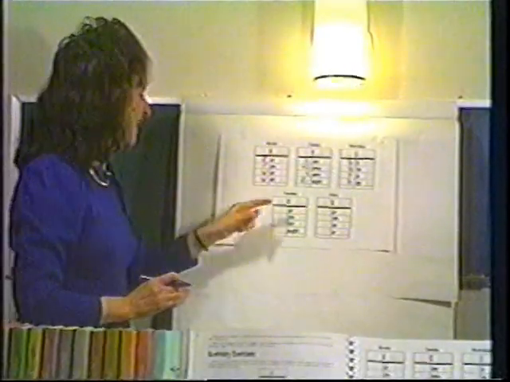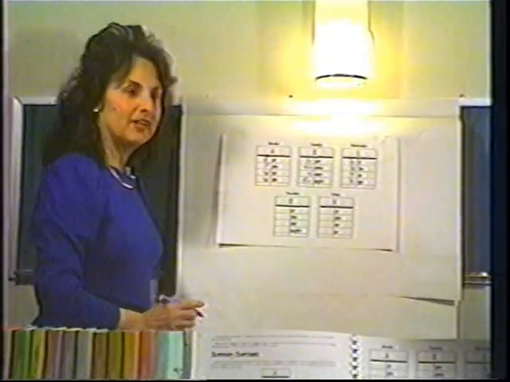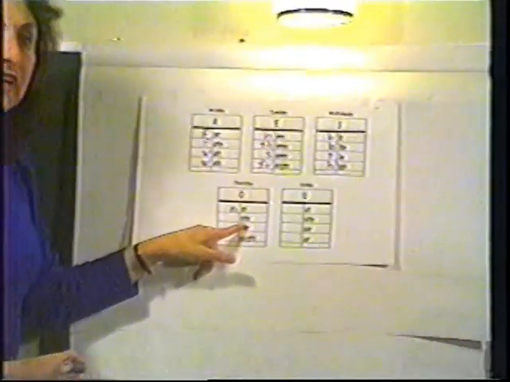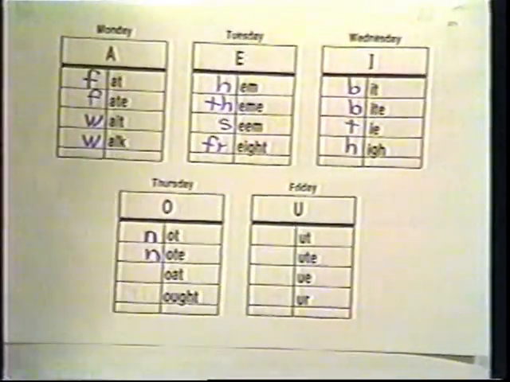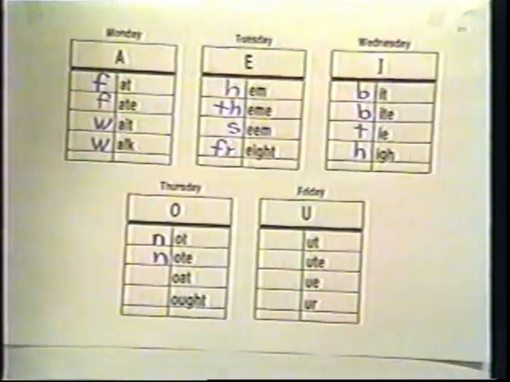High. Right. Okay. Why is this family short? Because there is only one vowel. What's the family? Ot. Add an N. What's the word? Not. Why is that family long? Because there's an E at the end. What's the family? Ote. Add an N. What's the word? Note. Why is this family long? Because there are 2 vowels together. What's the family? Oat. Add a V.